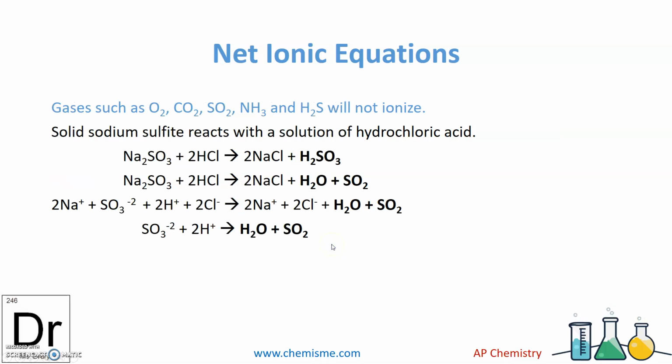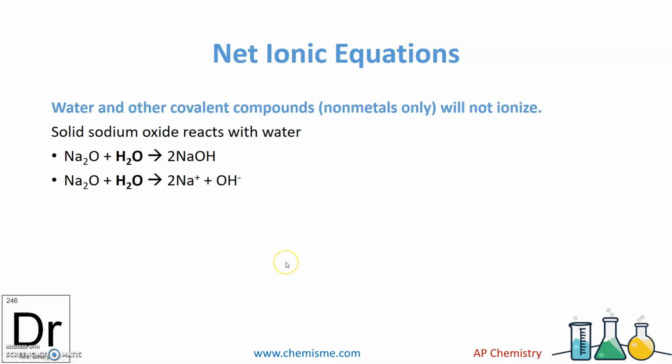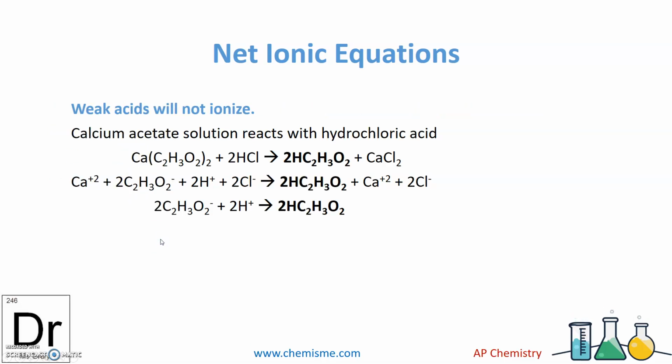Now we know that sometimes instead of forming a precipitate, it might form a gas. So you can see in this example, and you can pause the video if you want to see it in more detail, the H2SO3 actually broke down and decomposed into water and SO2, and those things are what's forming your net ionic equation. Water and other covalent compounds will not ionize. So if you have water, you're not going to form H+ and OH-. It's going to stay as a chemical because it's a liquid. Last, weak acids will not ionize. I'm not worried about this right now. You can disregard. I just want to point it out for later in the year.